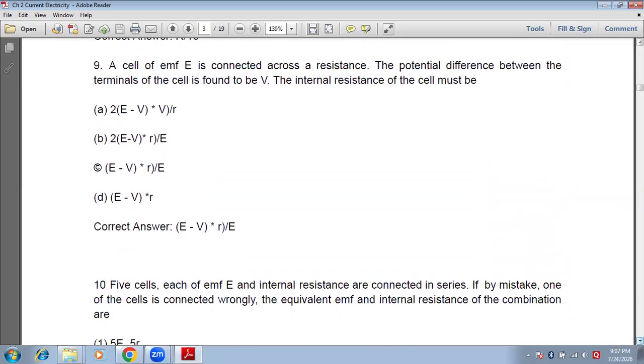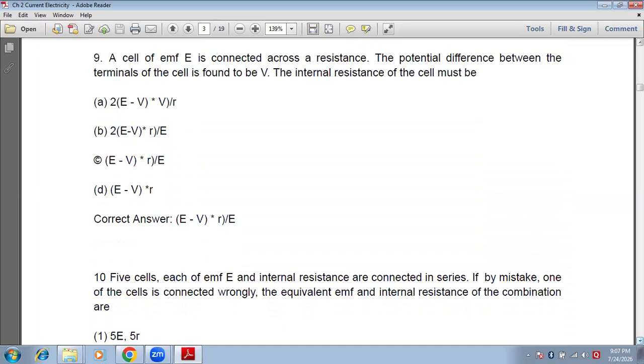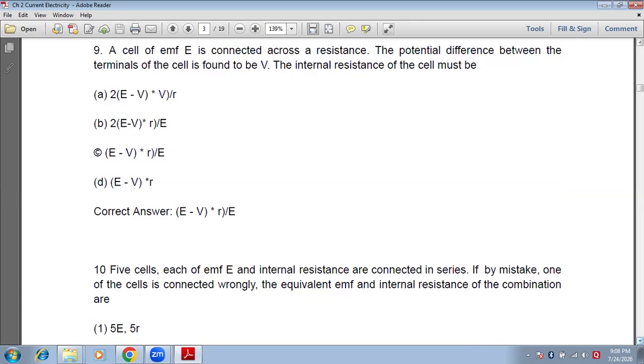9. A cell of EMF E is connected across a resistance. The potential difference between the terminals of the cell is found to be V. The internal resistance of the cell must be A. 2 times (E minus V) times V divided by R, B. 2 times (E minus V) times R divided by E, C. (E minus V) times R divided by E, D. (E minus V) times R. Correct answer, (E minus V) times R divided by E.